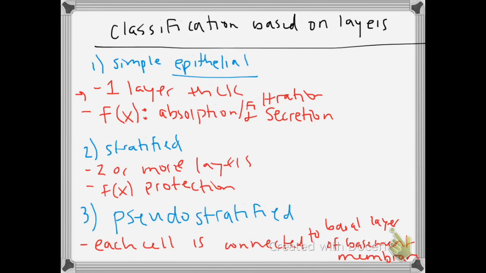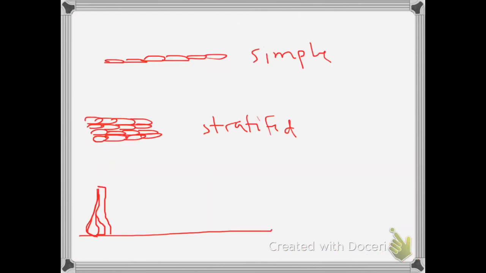So let's look at these cells. So this is simple, stratified, and then I was finishing drawing pseudostratified, so let me finish that picture. Okay, so here's our different simple, stratified and pseudostratified epithelium. So the thing that you want to look at is, instead of just knowing the what of this function of simple is absorption, filtration, secretion, but why? Why is that better than stratified?